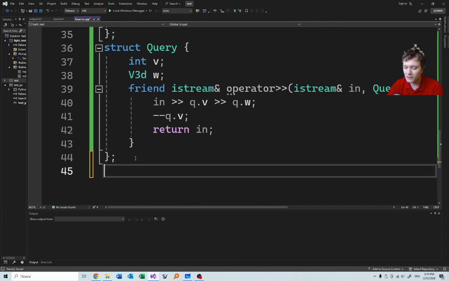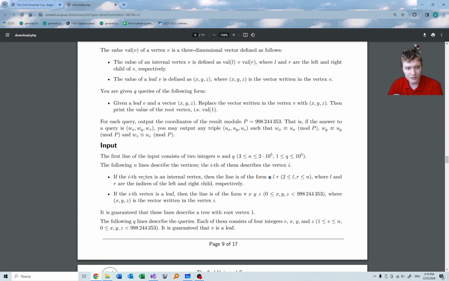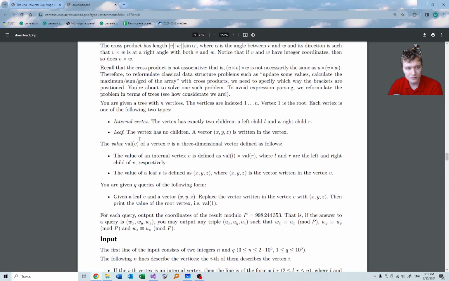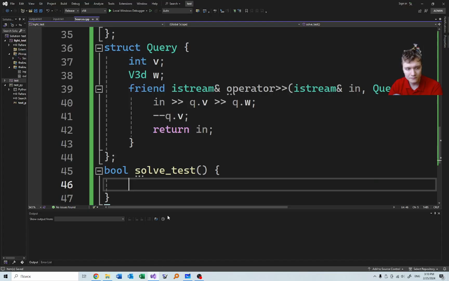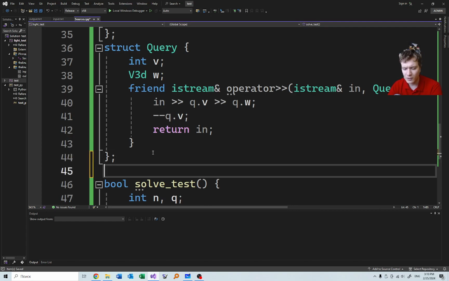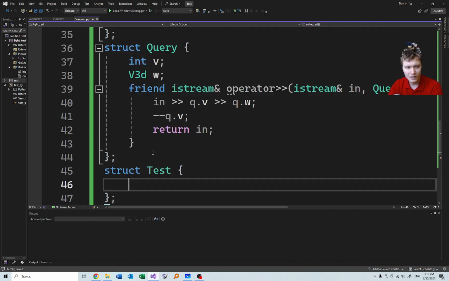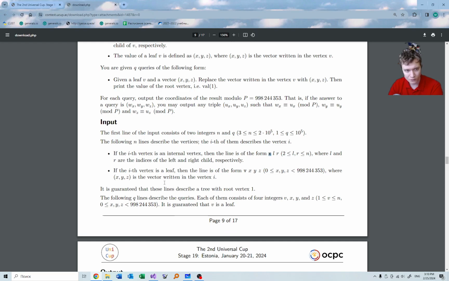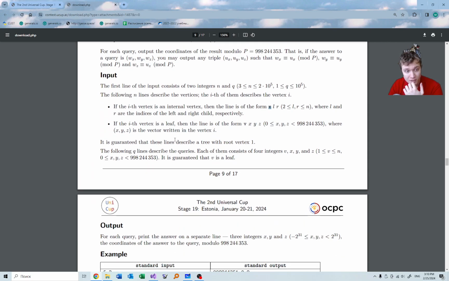Now let's write the function solve test. To solve test, we need to firstly read N and Q. Well, we can also create a test. In the test, what do we need to store? We need to store the tree and the queries.